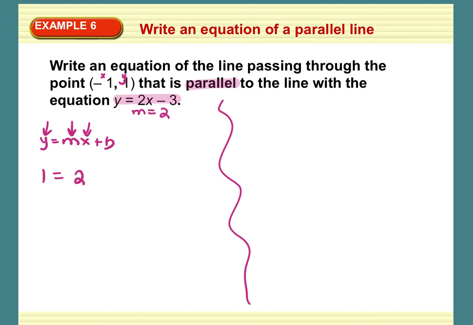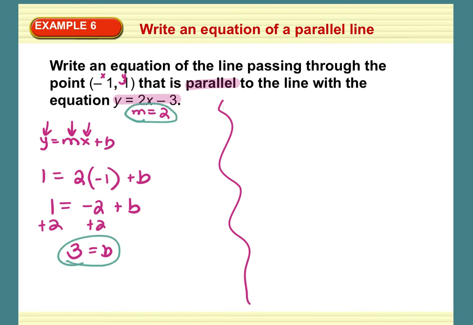All right, so y is 1. M is 2. X is -1. And you don't know b. So I'm going to solve for b. Add the 2. B is 3. And now I have the m and I have the b, so I plug it back in. Y equals mx plus b.